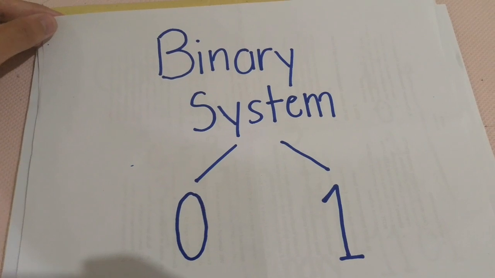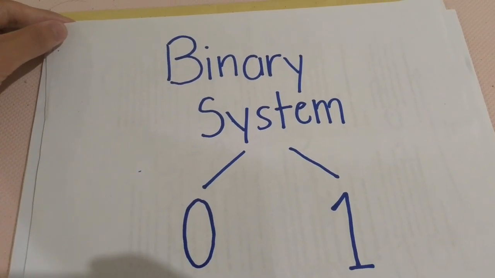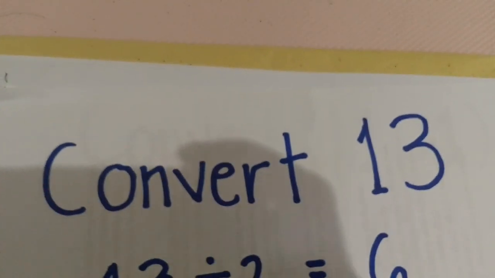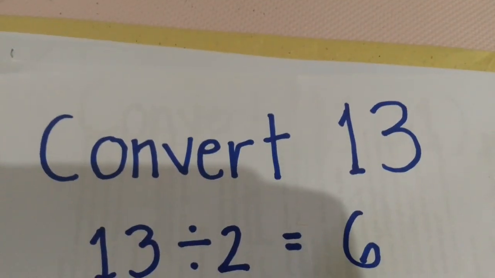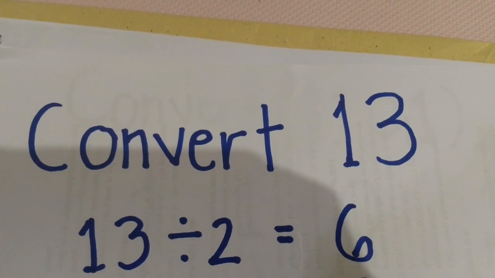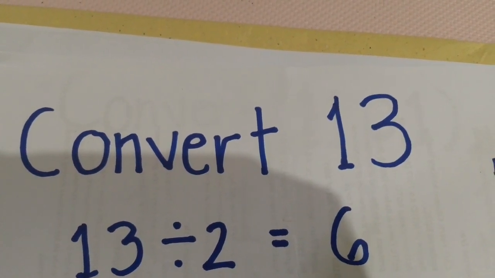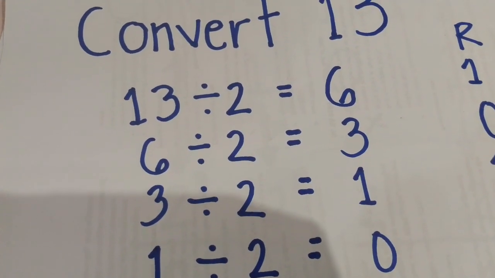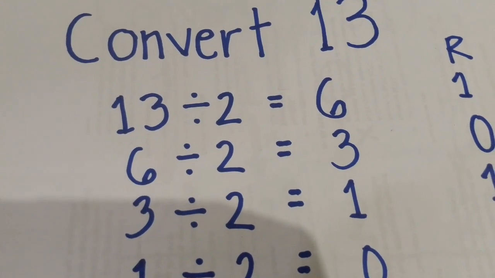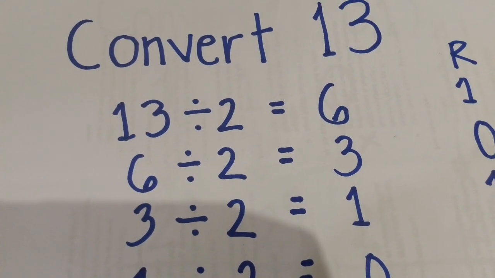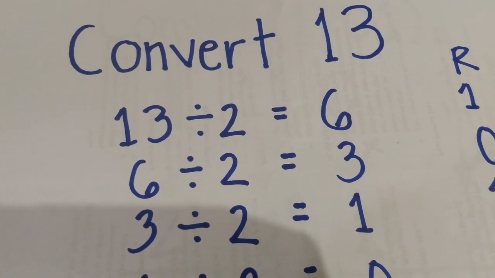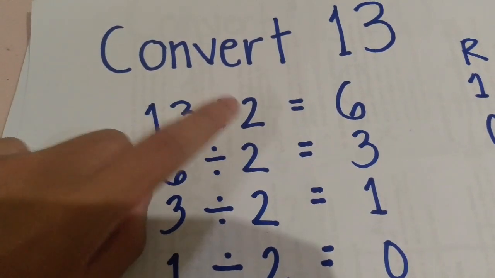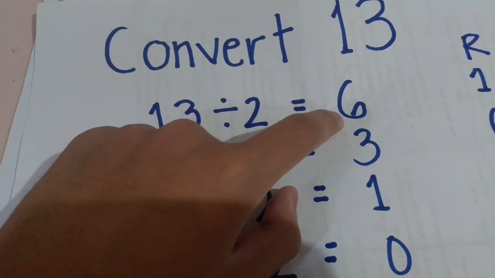So how are we gonna convert a number into a binary? Let's try. So right now, we're gonna try to convert 13 into a binary. As you can see, you can divide 13 by 2. You may ask why 2? Because in a binary, there are only two numbers, 0 and 1. So let's try. By dividing 13 by 2, we have 6, remainder 1.